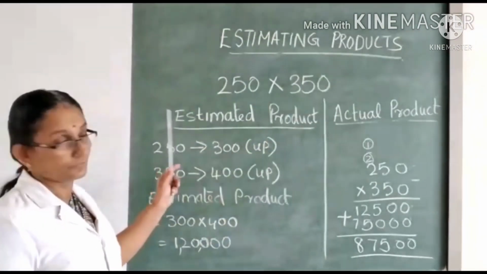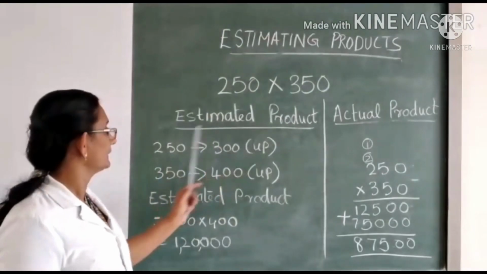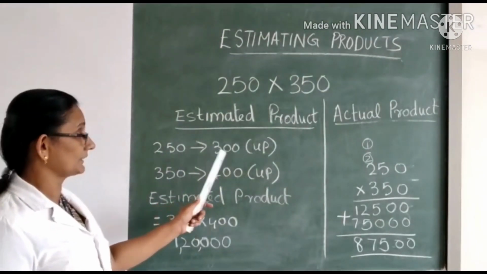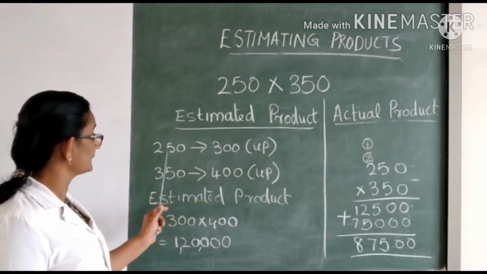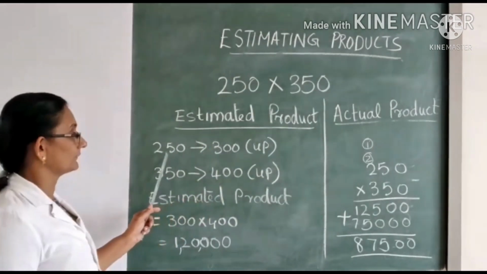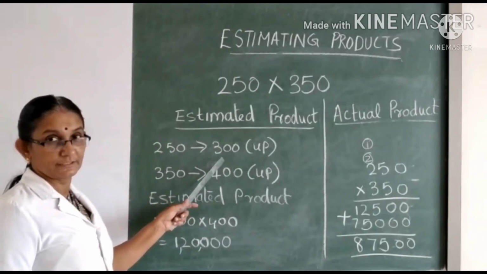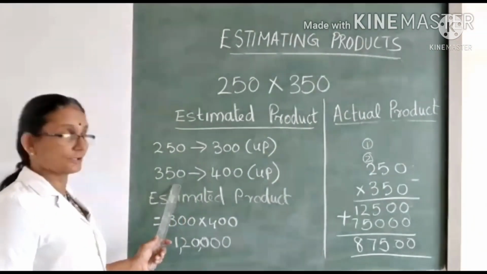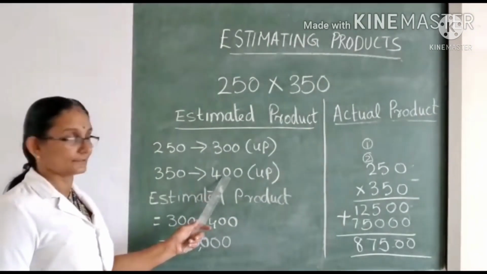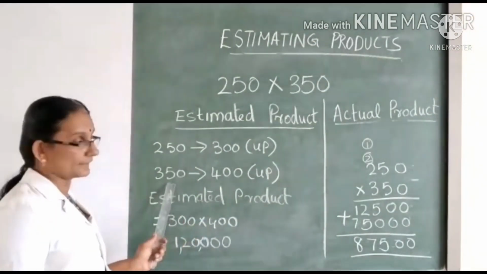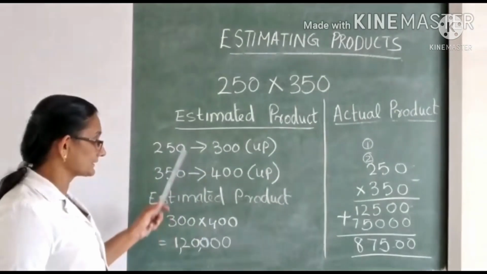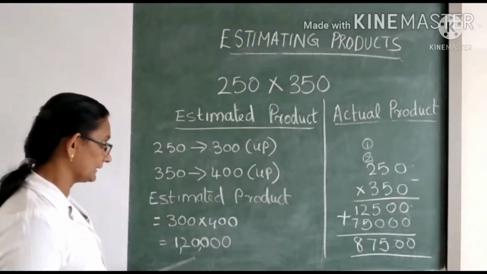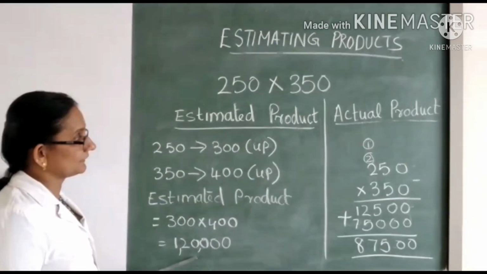So, first to find the estimated product, I will round up the number 250. 250 is rounded up because the digit in the tens place is 5. So, it is rounded up to 300 and the number 350 is also rounded up to 400 as the digit in tens place is 5. So, when you find the estimated product, you multiply 300 with 400 and you get the answer as 1,20,000.